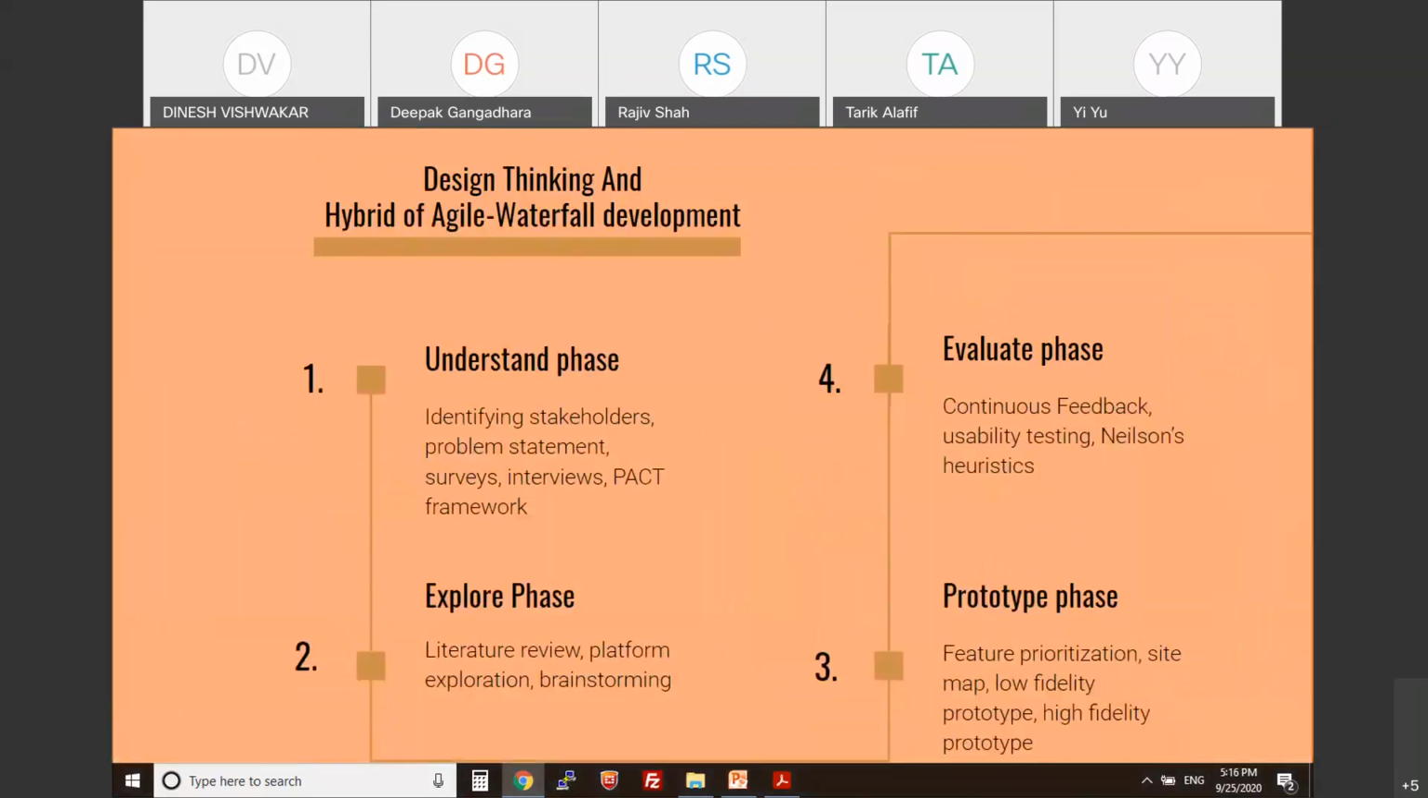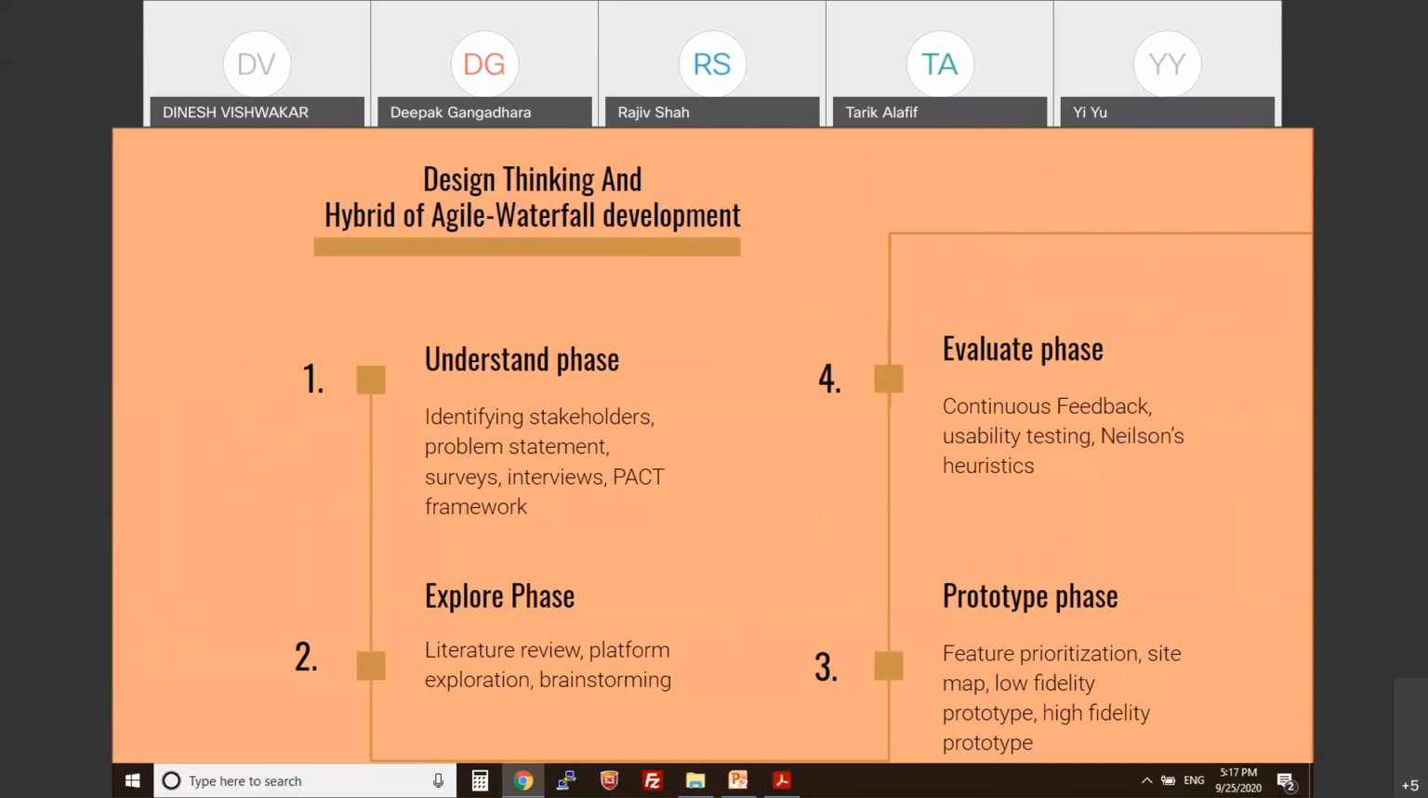I'll quickly go through the methodology part. Basically, I used design thinking and a hybrid of agile and waterfall development models. So there was a first phase, the understanding phase, in which I identified stakeholders, designed a problem statement, held surveys and interviews, and did pact analysis to better understand the situation.